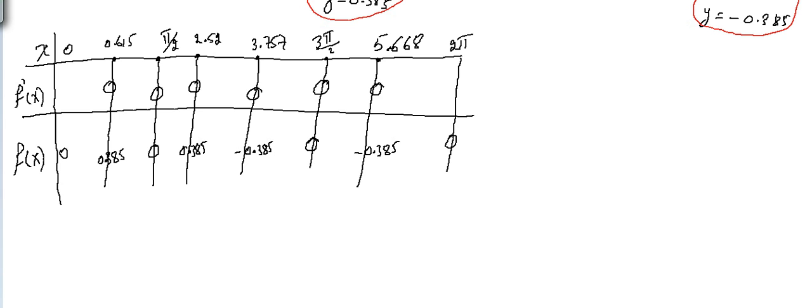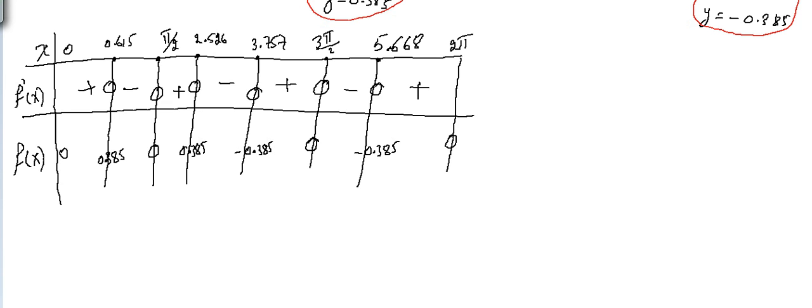We substitute points between these to know the behavior of f prime. Here it will be positive. Between 0.615 and pi over 2 will be negative. Between pi over 2 and 2.526, and between 2.526 and 3.5757 will be negative, and between this and this will be positive, then it will be negative, then it will be positive. As we did it in class, right?